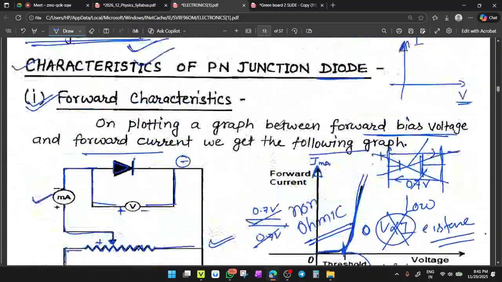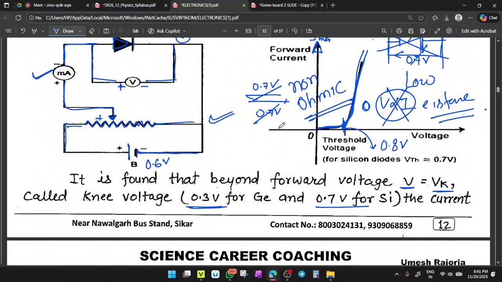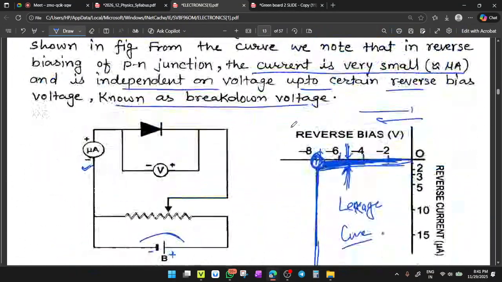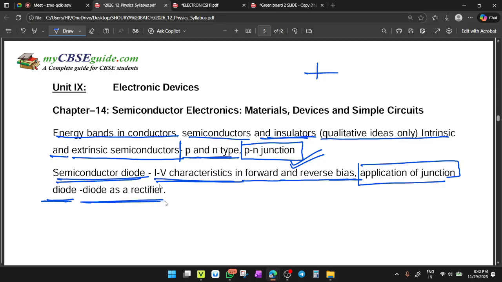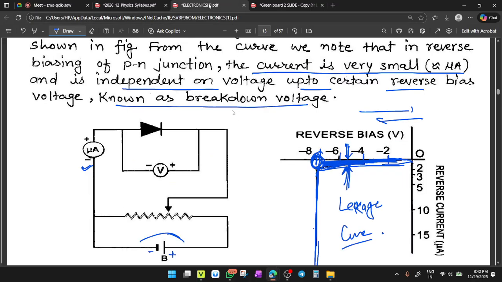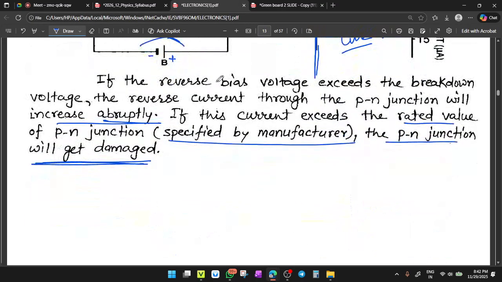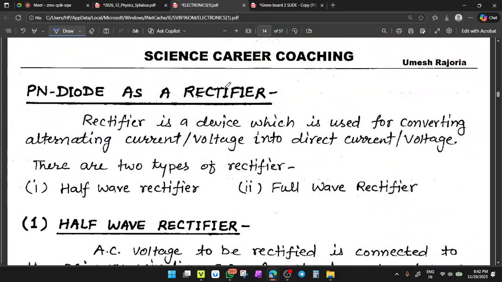So here you have two types of characteristics. One is called forward bias and the second is called reverse bias. That is very, very important. So this topic we have covered as IV characteristics, current voltage characteristics in forward bias and reverse bias. Our next topic, students, is the application of junction diode. So use of diodes as a rectifier. So let us look at the application of junction diode.